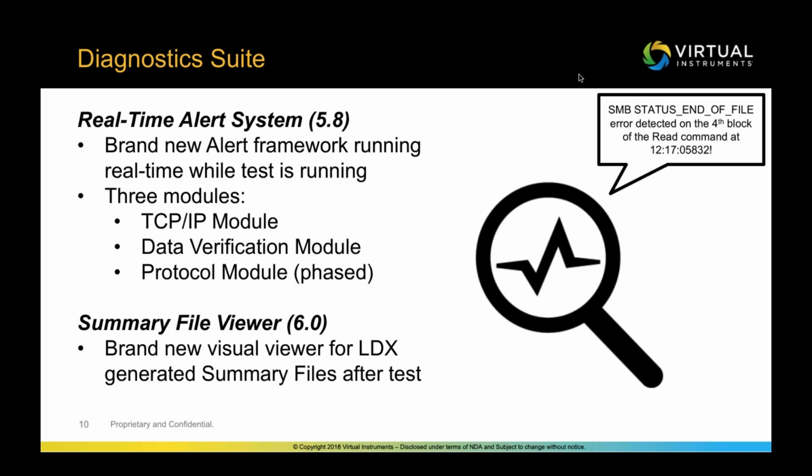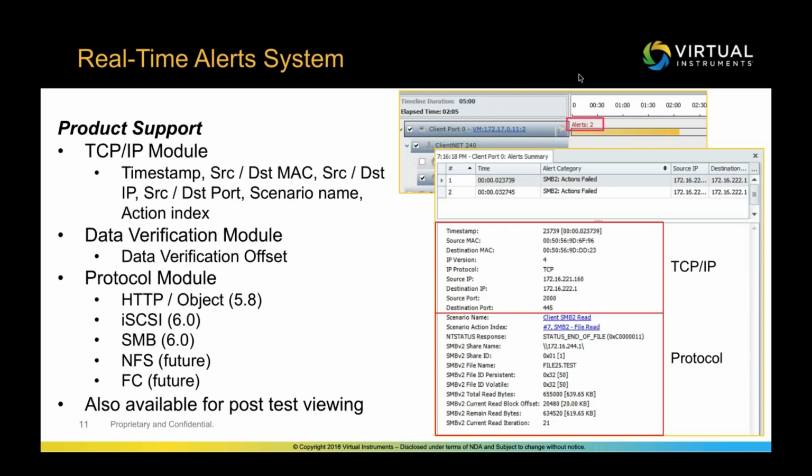The summary file viewer is a post-test viewer. So these two are different. They serve different purposes, but both of them give additional abilities to the user to troubleshoot, to understand, to diagnose issues that were encountered throughout a test run. Let's begin by talking about the real-time alert system. Some of you have already seen this. Some of you have already upgraded to 6.0 and already started using it. So, for those of you that have done that, this is just a quick review.